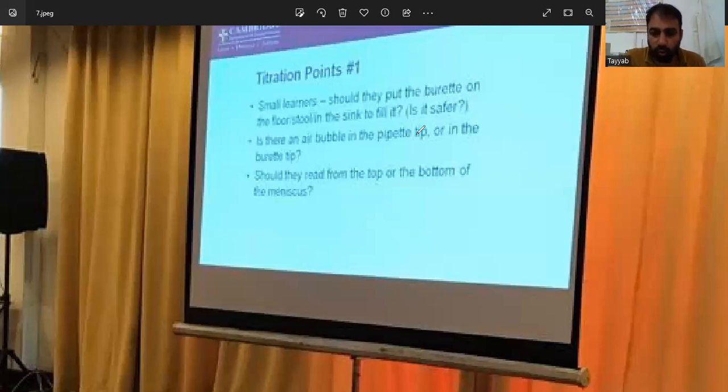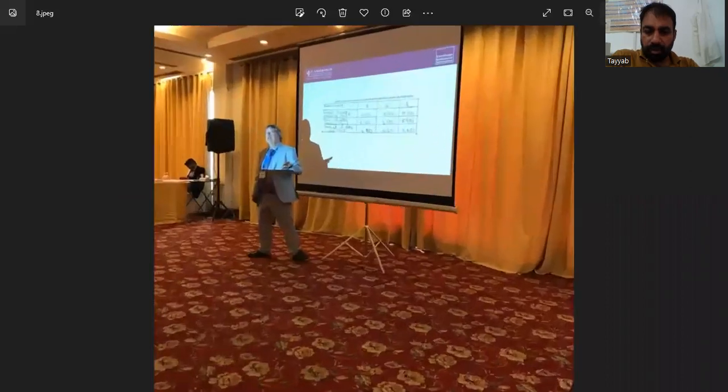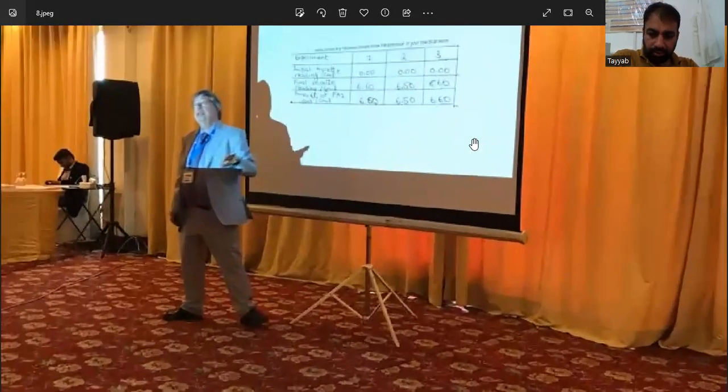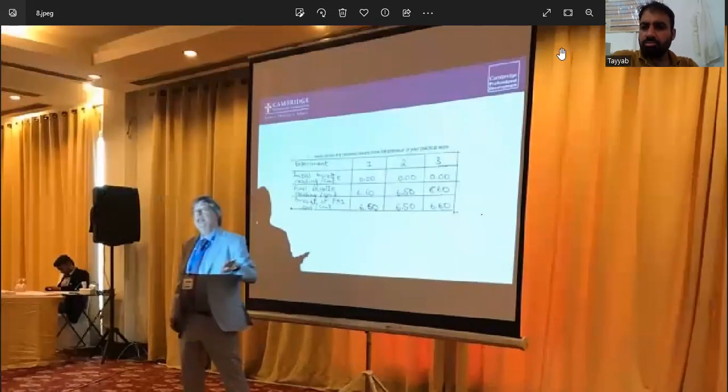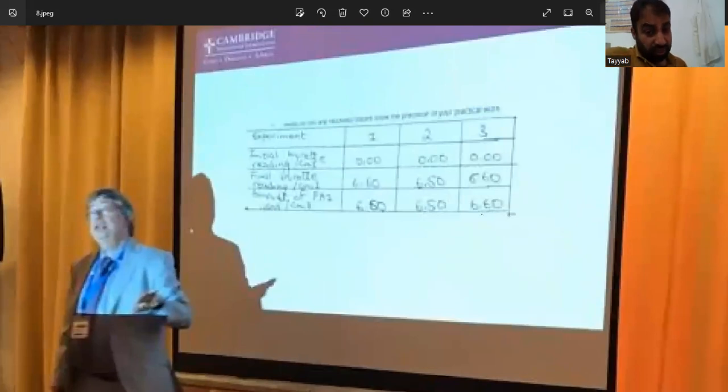Now I would like to move towards the titration table, how to do it, and what are the common mistakes which students are used to making. These pictures are from a training which I took with the examiner, specifically the practical examiner. If you see this, are you able to see what is the mistake in this table?